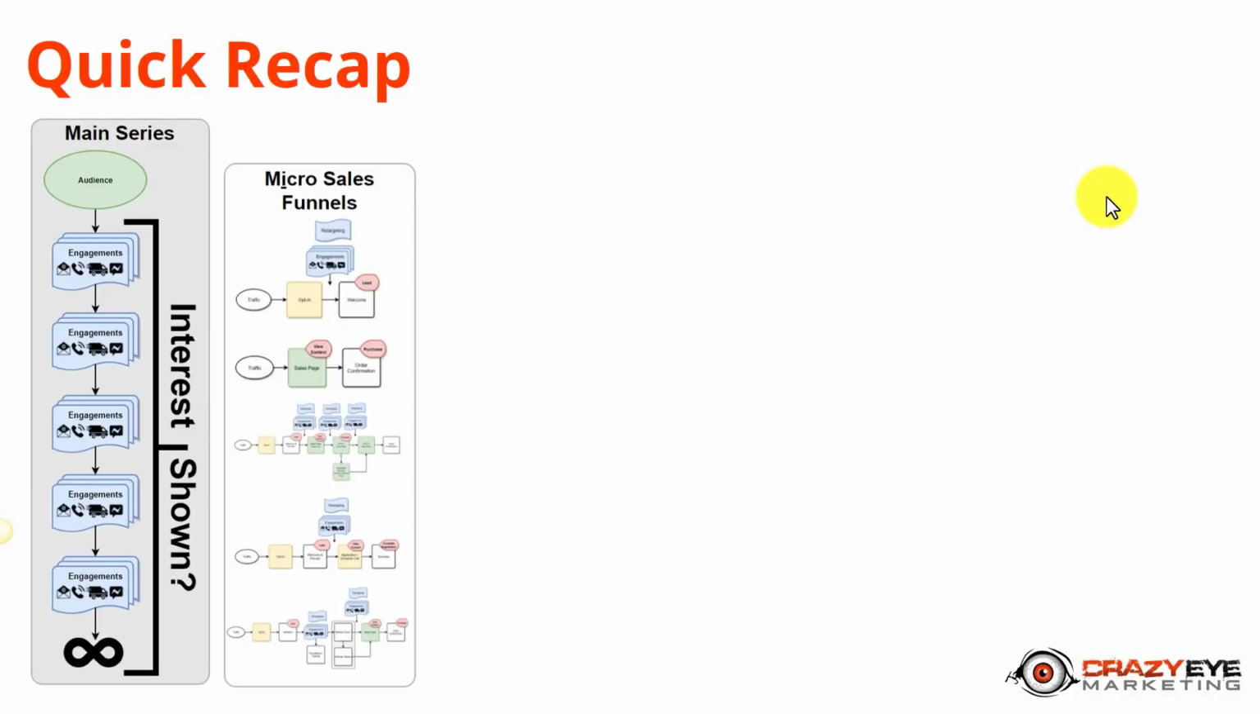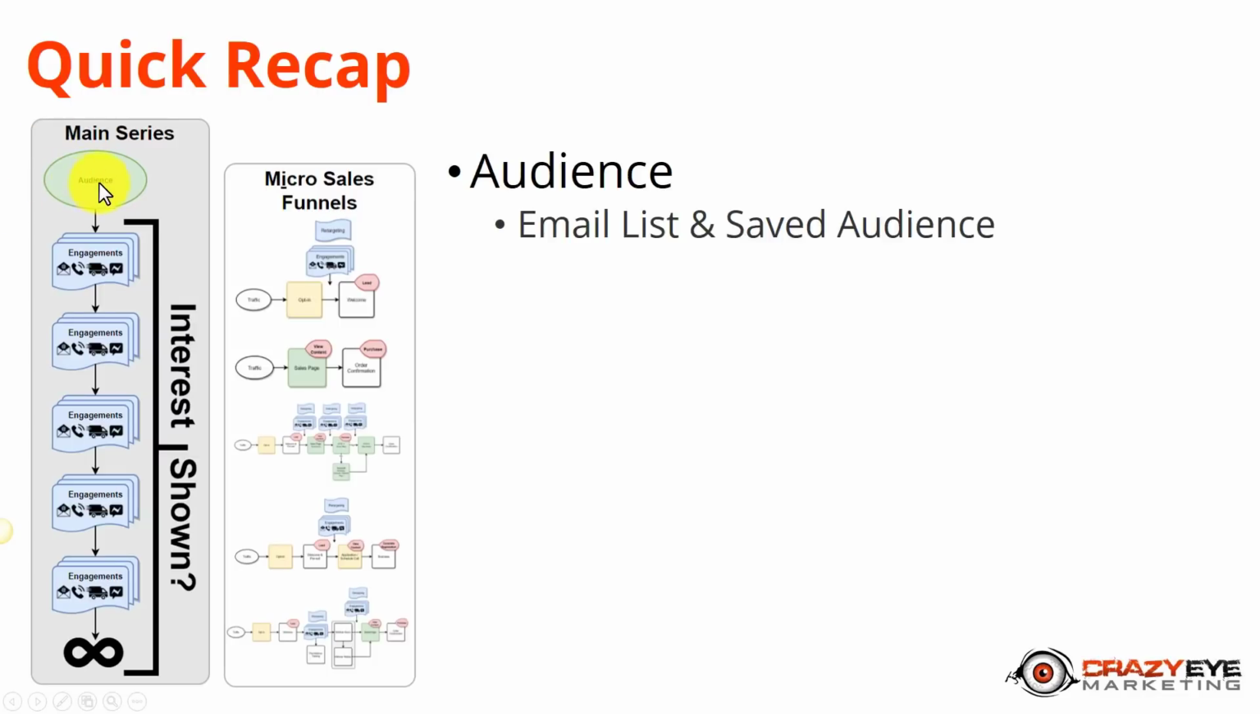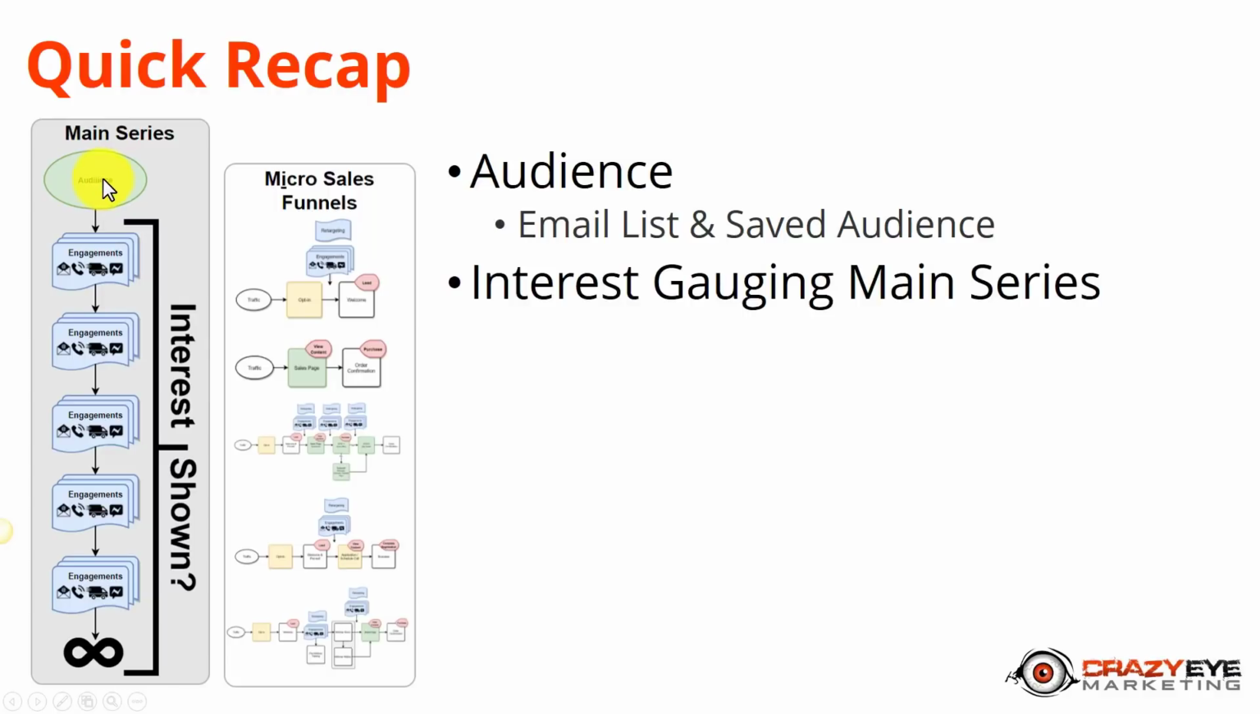Alright, so let's do a quick recap because we've gone over a lot of stuff so far. So we have our audience up here, which includes an email list, and we also created a saved audience within the Facebook Ads Manager. We've gone ahead and discussed our interest gauging main series right here, and we're following the weekly pushes framework to promote a specific product or service or micro sales funnel for a week.